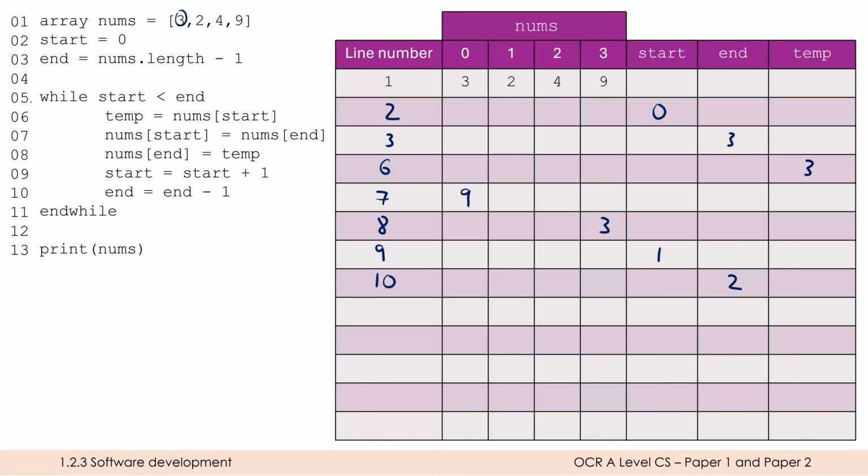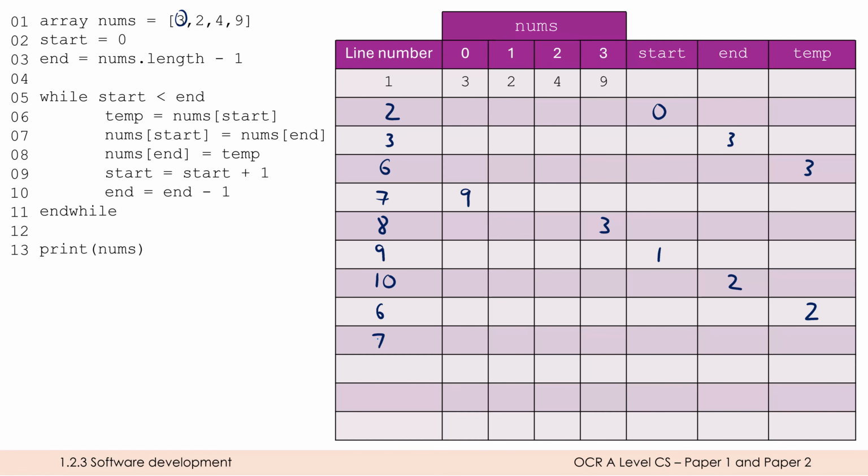We go back up to line 5. Is start still less than end? Yeah, 1 is still less than 2. Therefore, we're not done yet. We've still got to keep going. We're back at line 6. Temp is set to be nums index 1, which is what start currently is. So what is nums index 1? That is 2. So temp is now going to be set to 2.